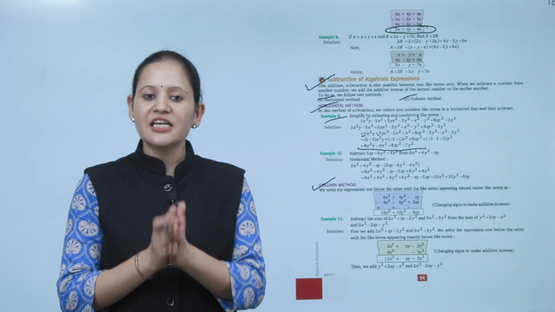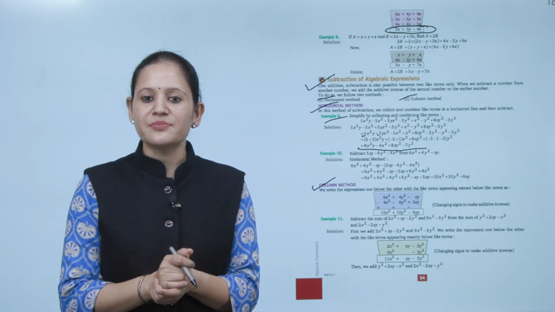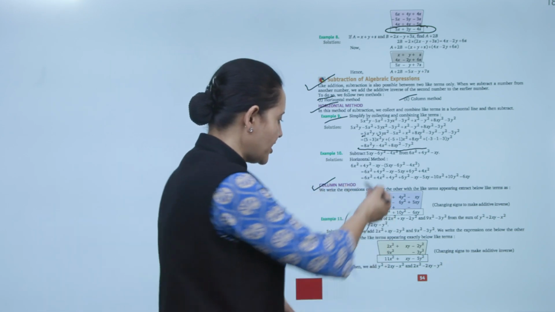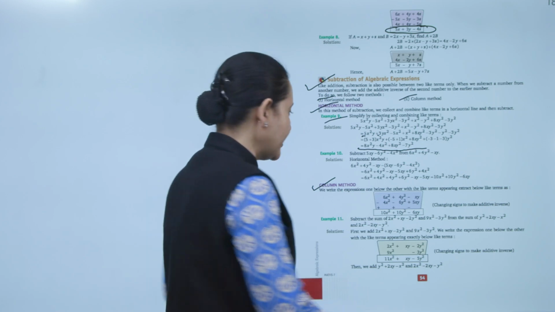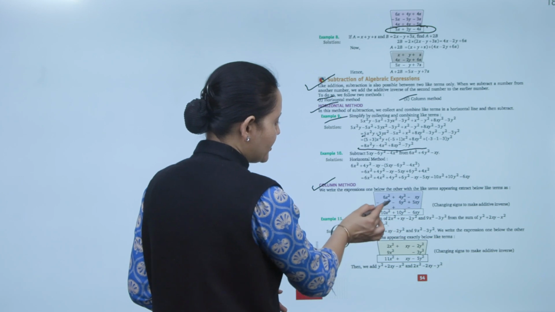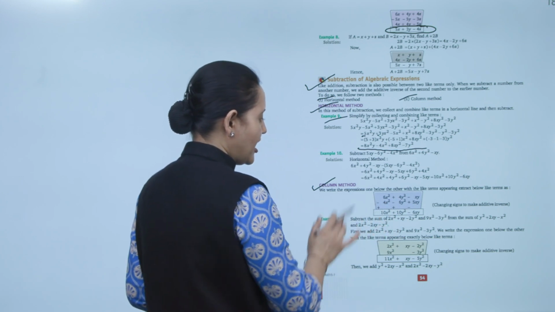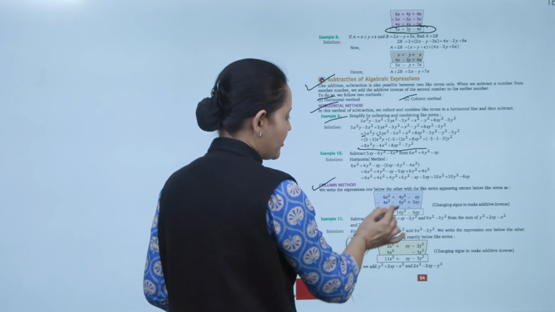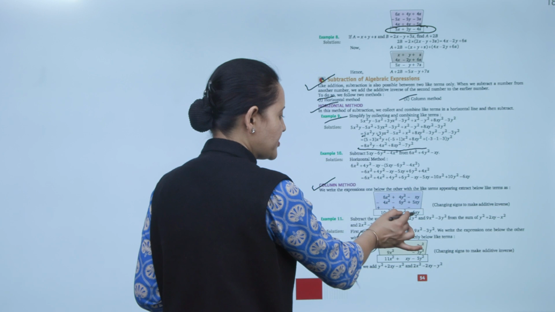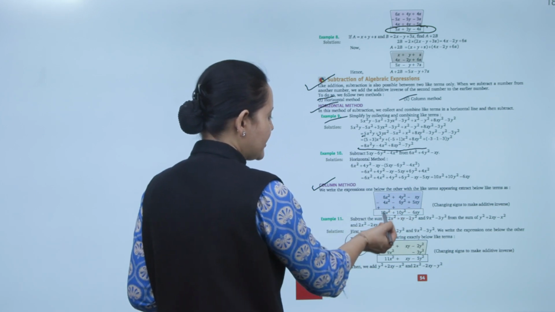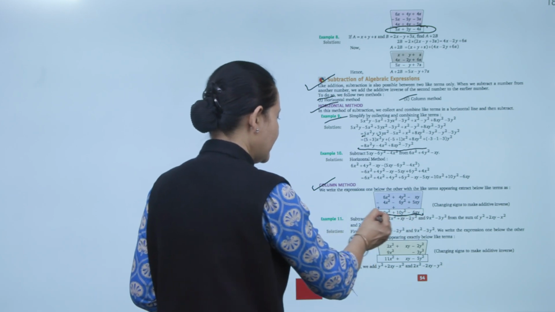So in this method we write the expressions one below the other with the like terms appearing exactly below like terms. So like term below like term, we arrange in this way. Now we'll subtract, changing the sign to make the additive inverse. So plus will change into minus, minus will change into plus. Now we'll subtract. So that is equal to minus 6xy, because this one is also minus, this one is also minus. So that is equal to minus xy plus 10y square and 10x square. That is our difference. Clear?